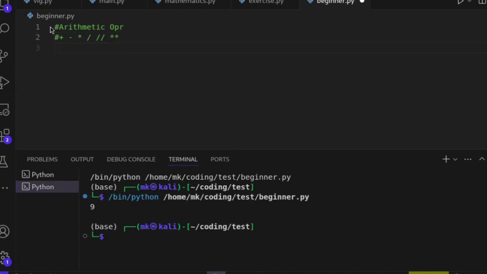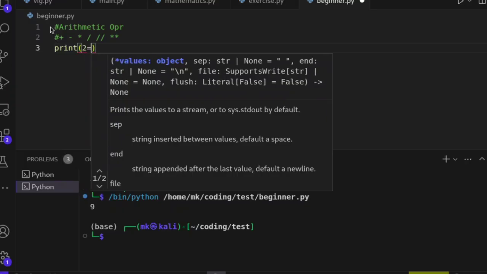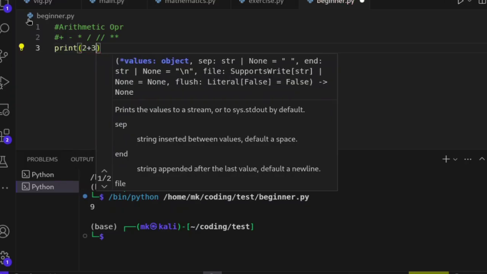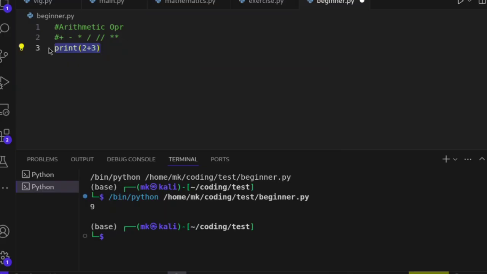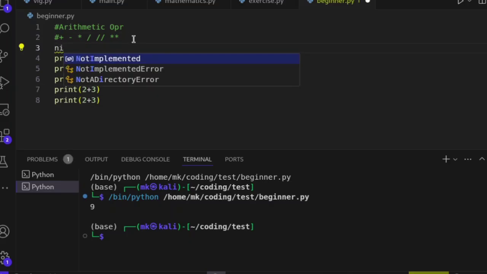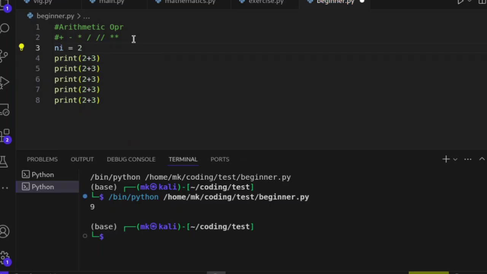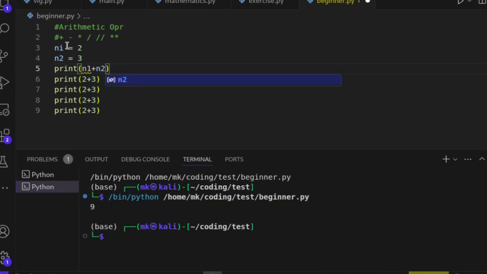So let's do the practical and see. Now I'm going to say print, and we say 2 plus 3. We're going to see the output. 2 plus 3 is going to give us 5. Or, you know what? Instead, let me just create variables. Say n1 equals 2, then n2 equals 3. Then instead of calling the actual value, let me call the variable so that you understand what I mean. N1, N2.